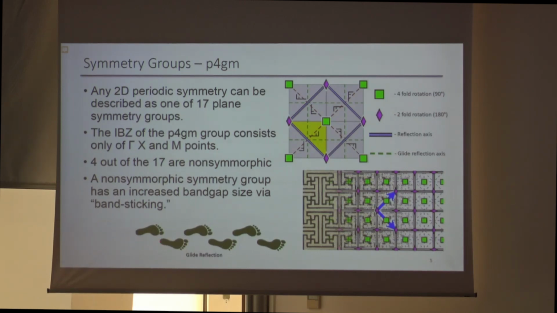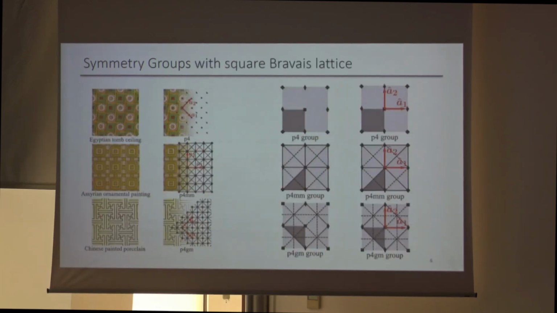And the non-symmorphic symmetry groups, it has been shown, have increased band gap size, a so-called phenomenon known as band sticking. Okay, but in this talk, I would like to focus more on the symmetry groups with square Bravais lattices. Okay, so in here you can see 3 different patterns, like an Egyptian tomb ceiling, Assyrian ornamental painting, Chinese painted porcelain, and they belong to different symmetry groups.